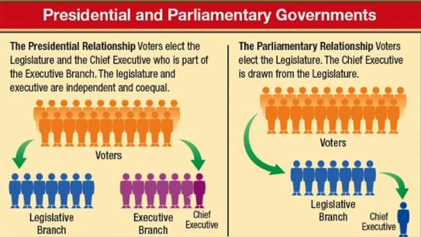So the voters choose the legislative branch only. The legislative branch chooses the chief executive. The chief executive, which is the equal of the president, the prime minister, leads the legislative branch. And if they have a majority, and they must have a majority to rule, they can't rule without a majority, then they can get stuff done. The legislative branch brings up laws, the chief executive signs the laws, the chief executive leads the legislative branch.